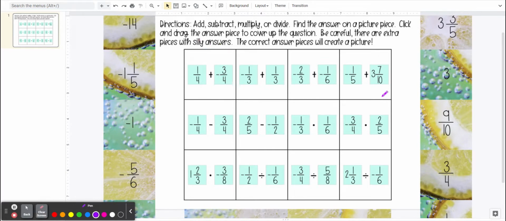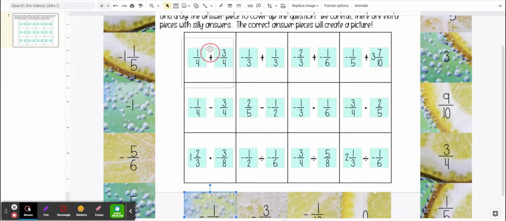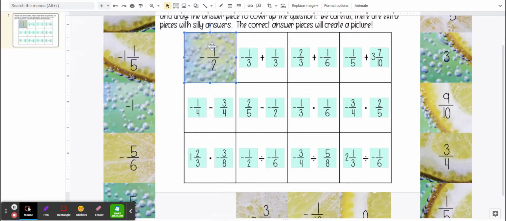All right, so what you're going to do is look around for these, and there are some down here on the bottom as well. You're going to look for negative 1/2. Click and drag it right here.